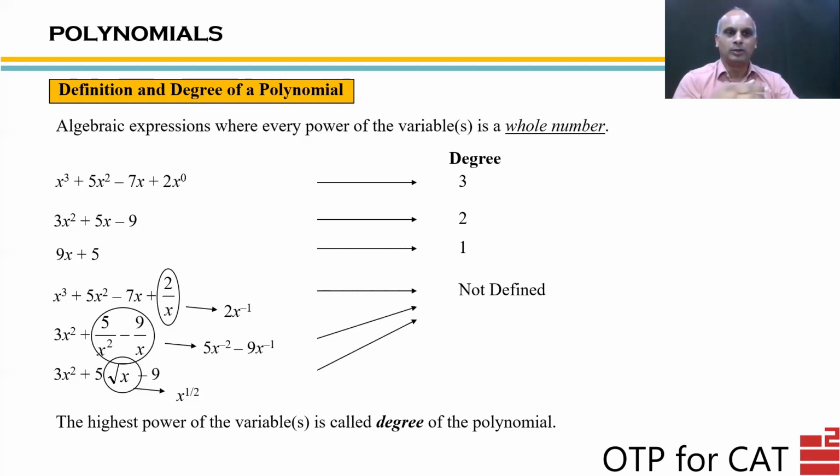One more thing I want you to know is that in the first three examples, since the degree of the first is 3, it is known as a cubic polynomial. The degree of the next is 2, so it is known as a quadratic polynomial. And the third one is a linear polynomial.